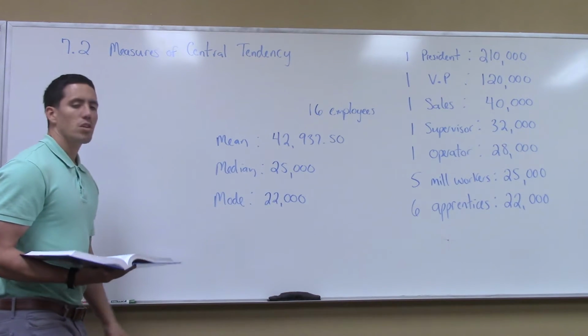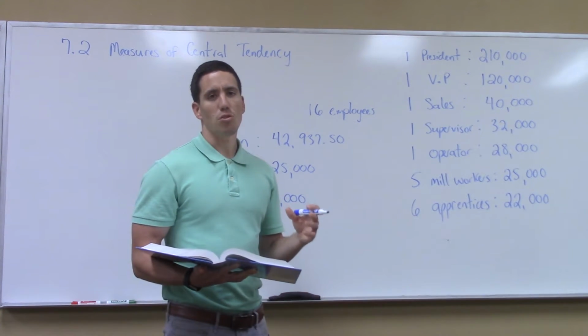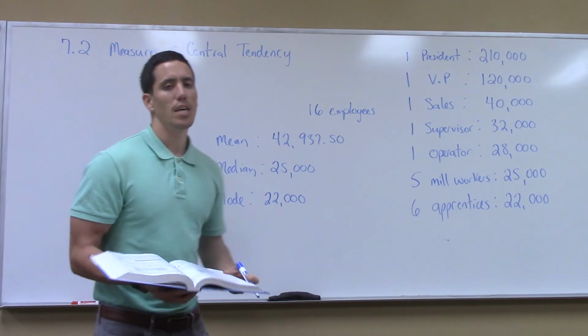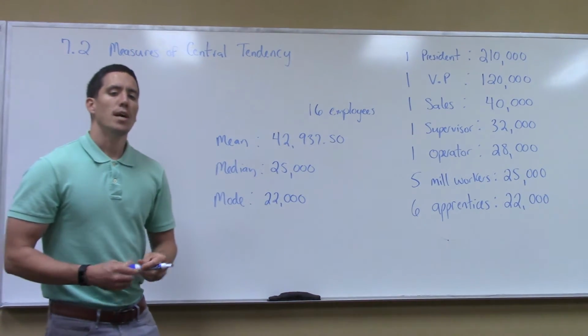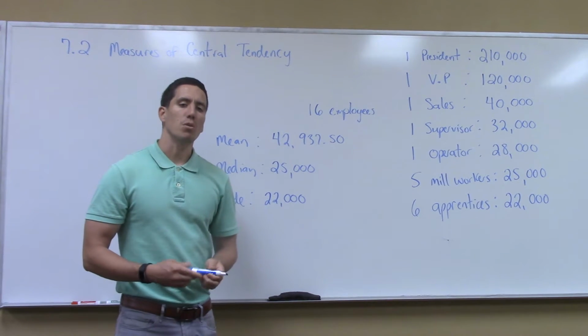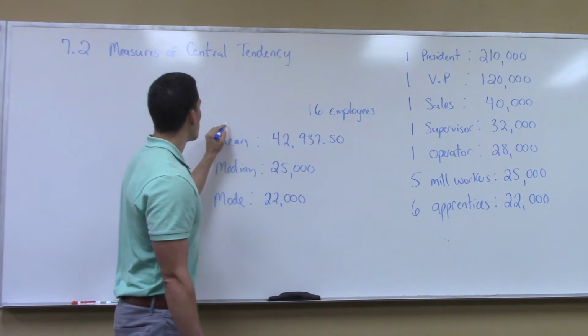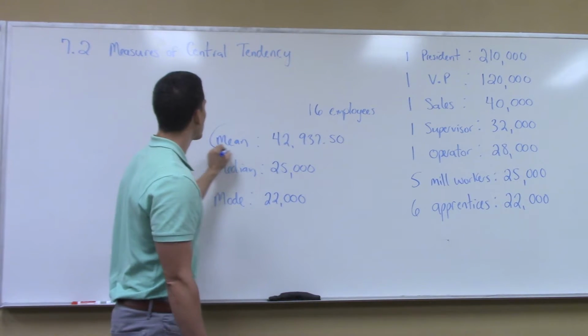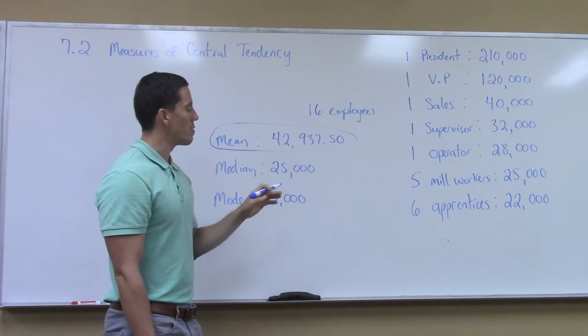So the question is, which of the 3 of these, mean, median, or mode, best describes the center of that data set? It's a complicated question, and there may not just be one answer to it, but the point that they make in the book, which I think is a good one, is that it's pretty clear that the mean does not very well describe the center of this data.